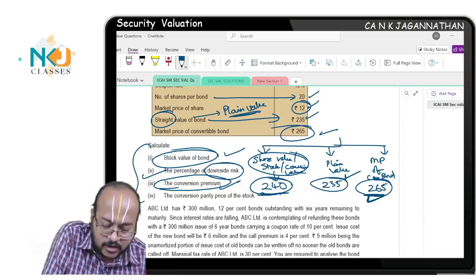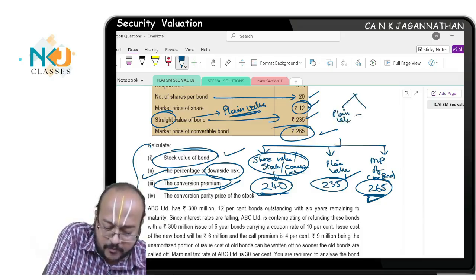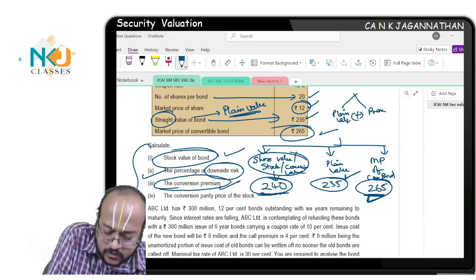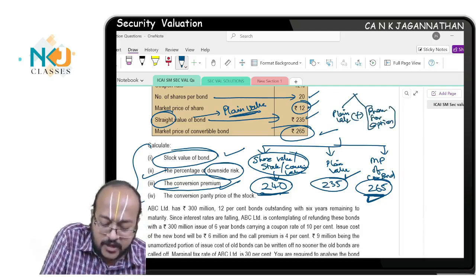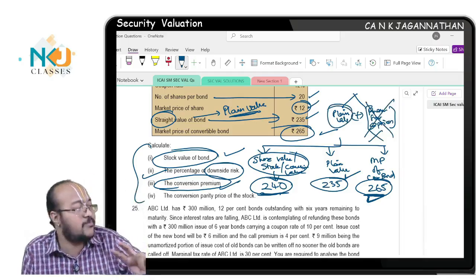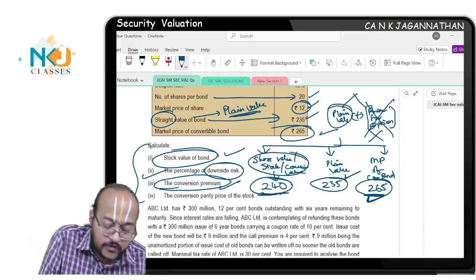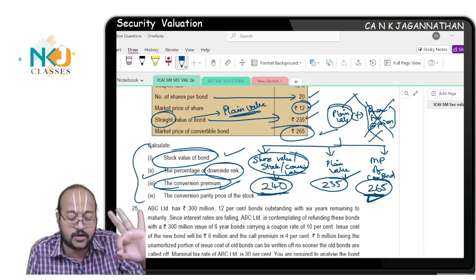See, very simple. A convertible bond has two things: the plain value of the bond, plus a premium for the conversion option, an additional option. When this option is not at all feasible, it will be worthless. The value of the convertible bond will drop back to the plain value of the bond, which is 235. Which means the downside risk is from 265. How much can it reduce? 30 rupees it can reduce.